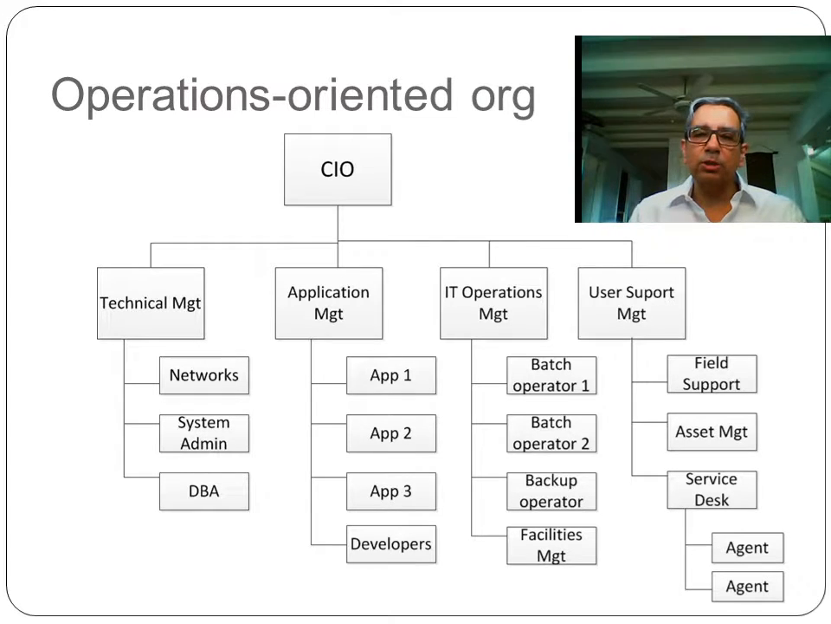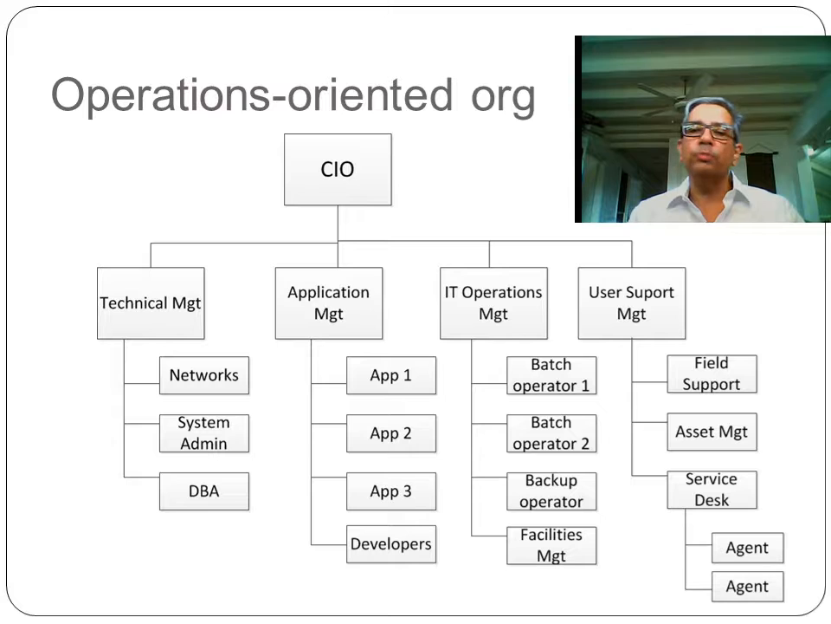If the IT organization were to focus only on operations, this would be the ideal IT organization. Here we have 4 different teams, each handling a particular specialty. The technical management team handles all infrastructure related requests and incidents. That would encompass networks, the system administration of servers and storage, as well as the database administration.